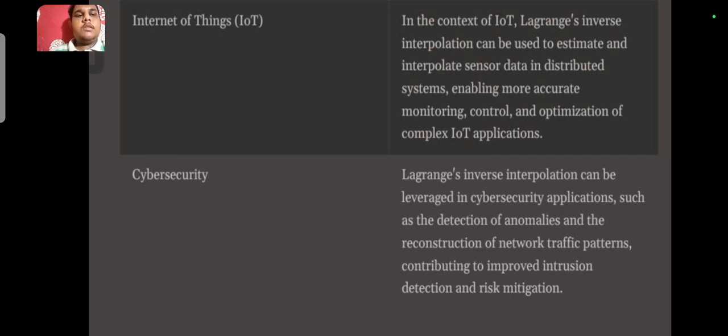Cybersecurity. Lagrange inverse interpolation can be leveraged in cybersecurity applications such as the detection of anomalies and the reconstruction of network traffic patterns, contributing to improved intrusion detection and risk management.